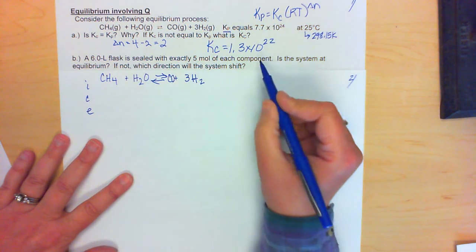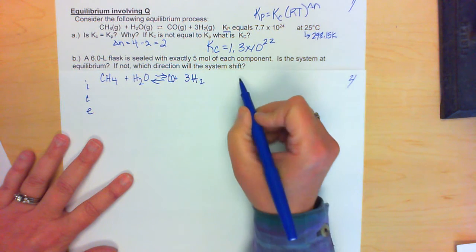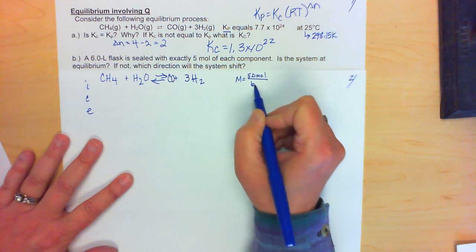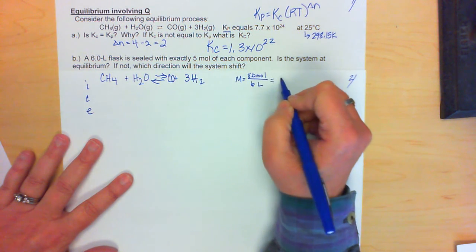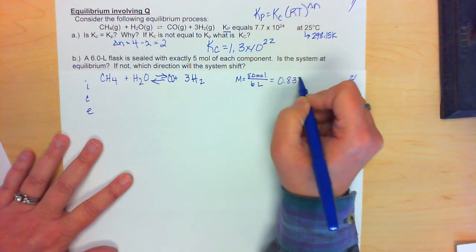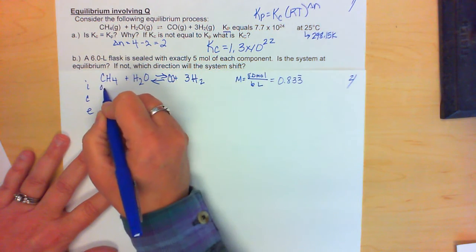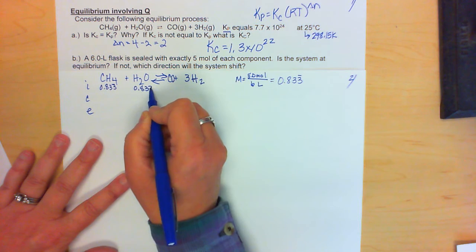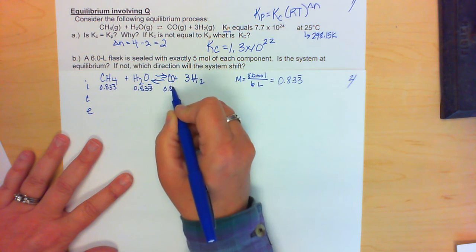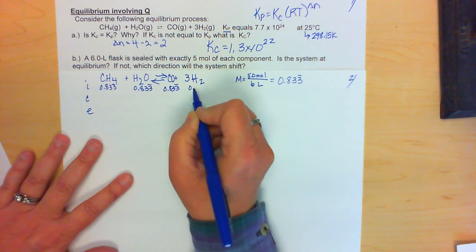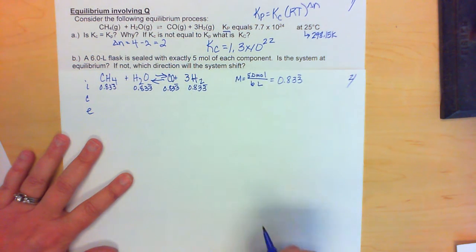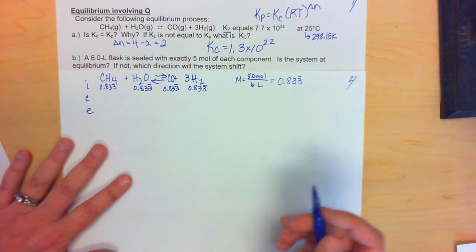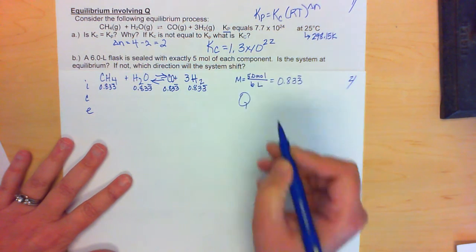So we have I, C, and E. Initially, we know that all the concentrations are the same, and the molarity is going to be 5 moles divided by 6 liters, which means that all of the concentrations are going to be 0.833 repeating. So it's 0.833 repeating for each species. Now, we've got to change it. Before we can change, we need to know which way it's going to shift. That means that we have a Q problem.